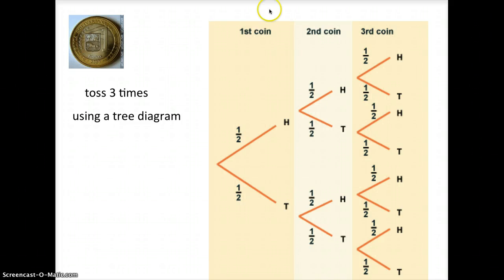Given the situation of a coin, and we're going to toss this coin 3 times, I'm going to show you a tree diagram to show the different situations. This tree diagram has 3 branches. The first branch represents the first toss, the second branch represents the second toss, and the third branch represents the third toss. As you can see, after tossing the coin 3 times, you have 8 possible outcomes. Head, head, head, head, head and tail, head, tail and head, head, tail and tail, so on and so forth.